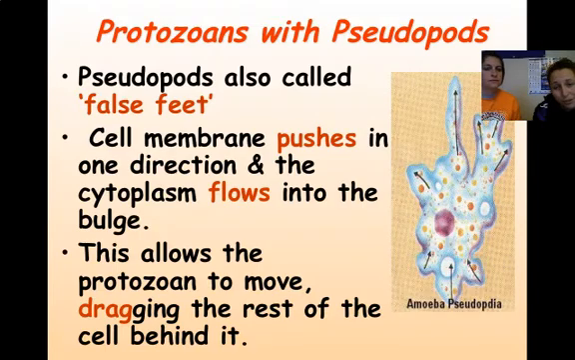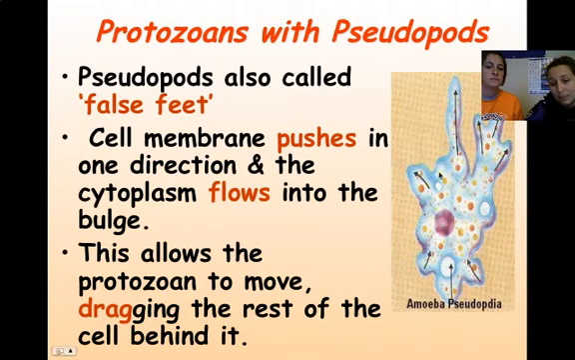Okay, so protozoans with pseudopods. Pseudopods are also called false feet. Pseudo would be false. Pod is the feet part of that word. The cell membrane pushes in one direction, and then what happens is the cytoplasm within that organism is going to flow into the bulge that has been created by that pushing in that direction. And then what it does is it allows the protozoan to move, dragging the rest of the cell or the rest of the body behind it.